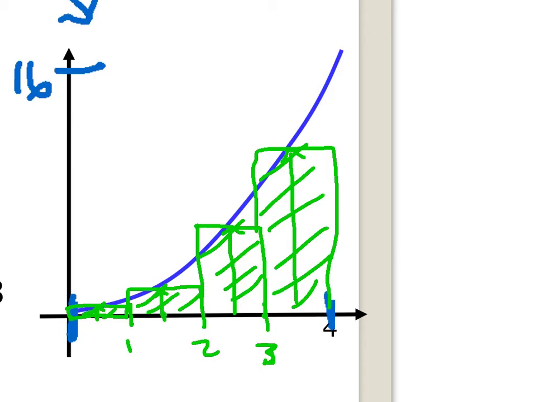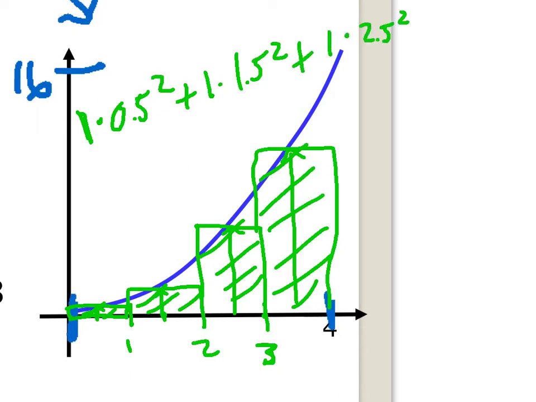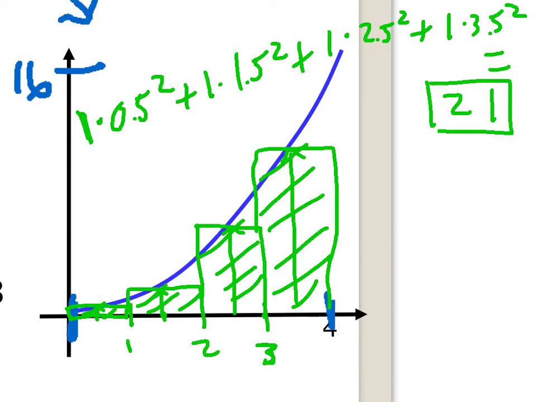Okay? So keeping this in mind, he knew the width of the first one was 1 times the height, which is the midpoint, 0.5. Remember the equation was y equals x squared, plus 1 times, so the second one was 1.5 squared, plus the third one had a width of 1 times, except now it was 2.5 squared, and then plus, for the final rectangle, 1 times the midpoint of that one was 3.5 squared. And he did some calculations, figured out that that totaled 21.